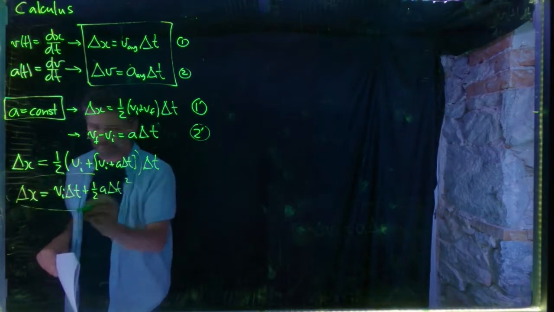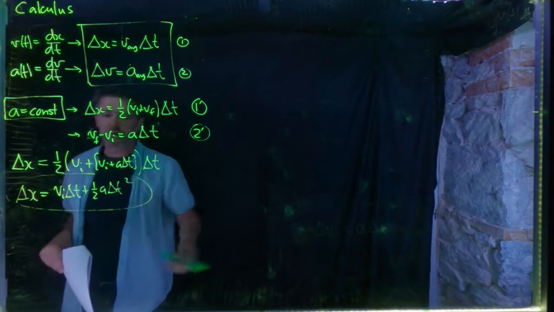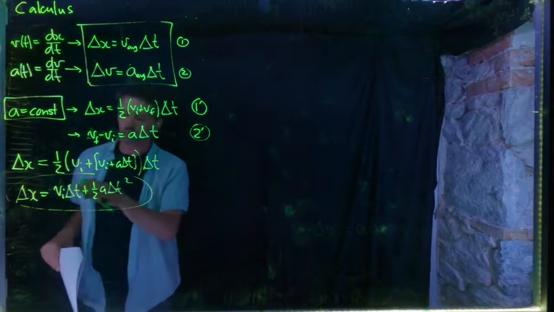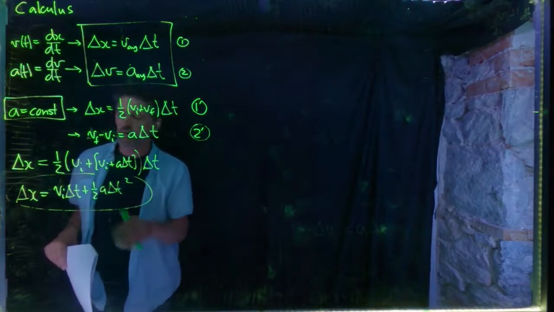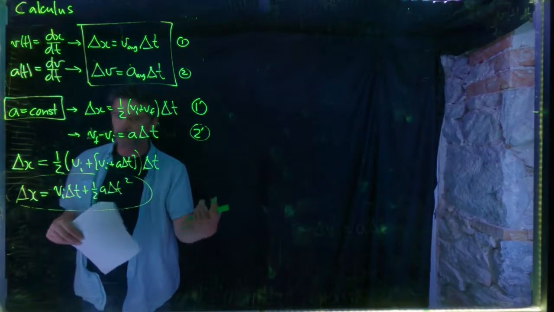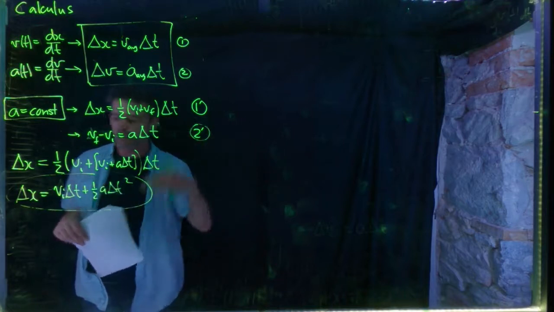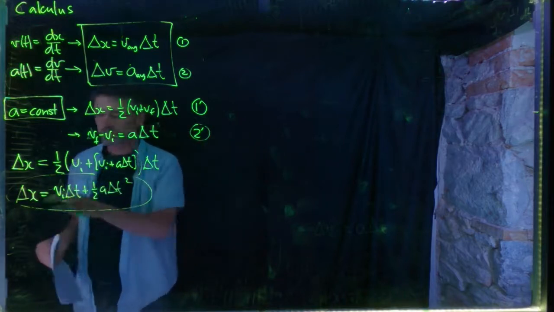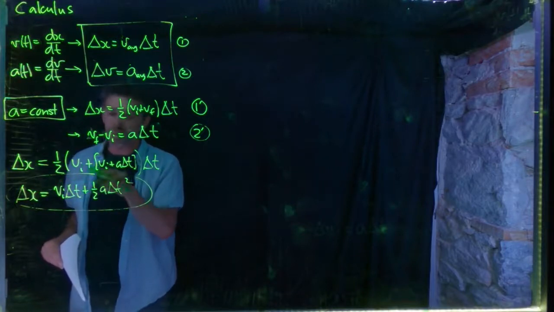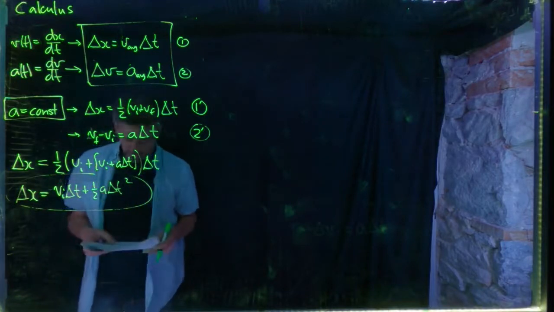So when the acceleration is constant, you can substitute this guy into this guy and get this formula. Okay? So if you know, for instance, the initial velocity and the time interval, well, then you can calculate the displacement, the difference between x final and x initial. Okay, sometimes you can see this written as x final equals x initial plus v initial delta t plus 1/2 a delta t squared. Okay?